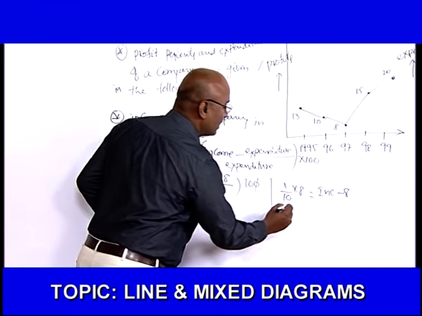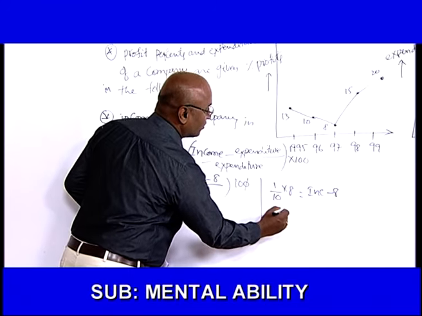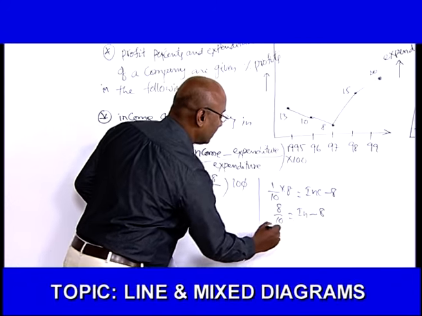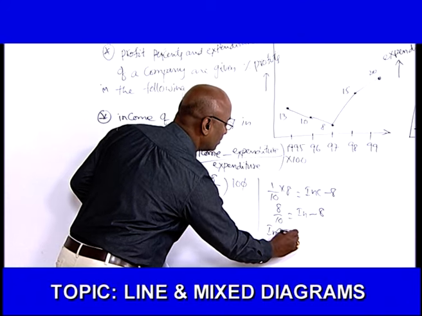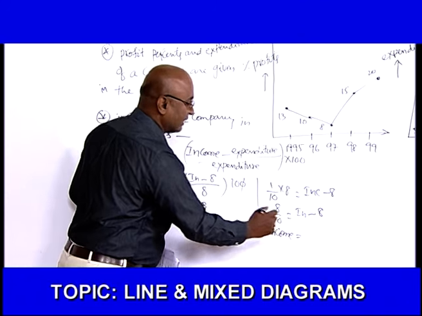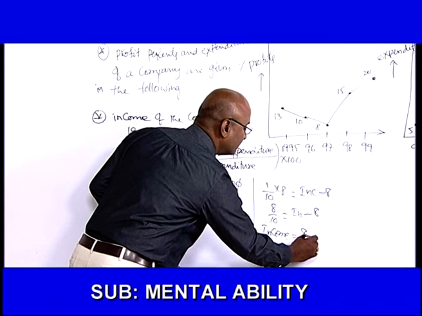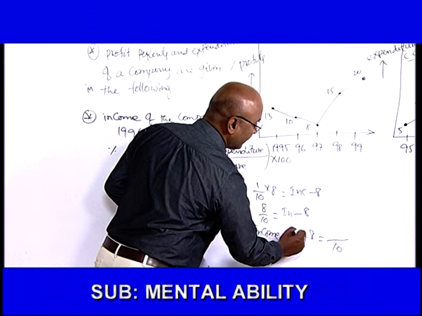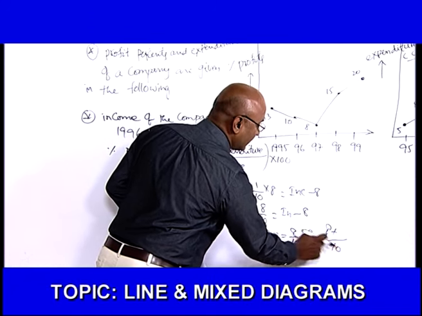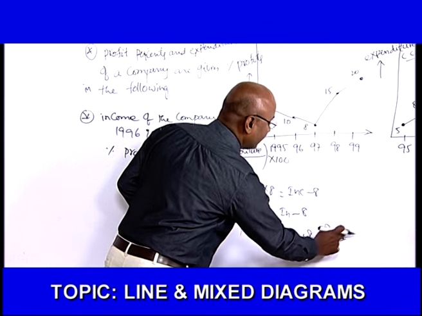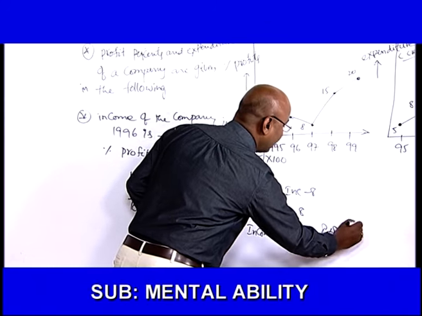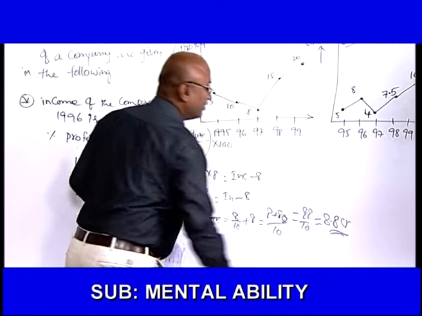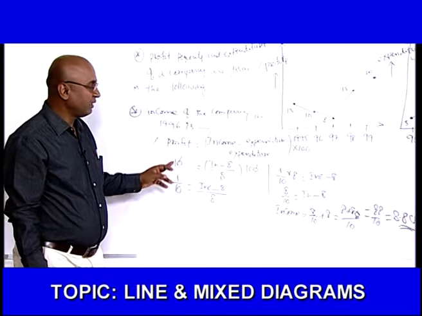So 8/10 is equal to income minus 8. Now income is equal to 8/10 plus 8, that is equal to 10 ones are 10, and 1 8s are 8, and 1 10s 10 8s 88, that is equal to 88/10, that is equal to 8.8 CR. Income is equal to 8.8 CR.